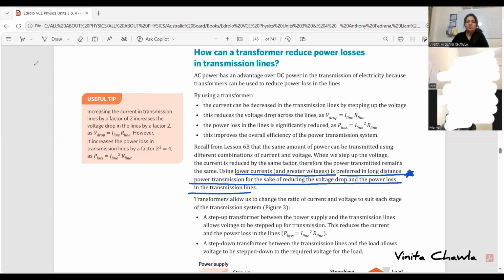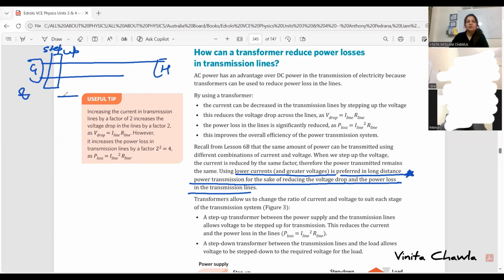For example, this is your generator and this is our home and these are the transmission lines. If we add a step-up transformer here, it increases the voltage. And the relation that we know is V1 by V2 is equal to N1 by N2 is equal to I2 by I1. So you can see voltage and current are inversely related. If voltage is increased, then I line will decrease.